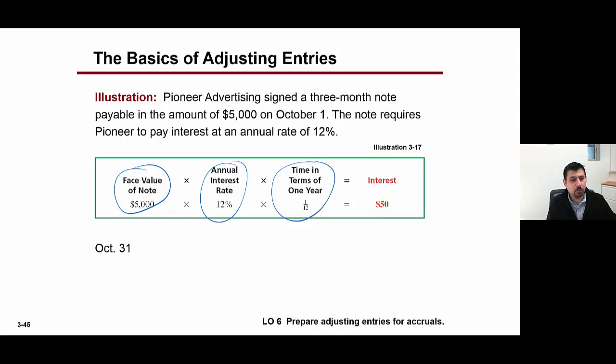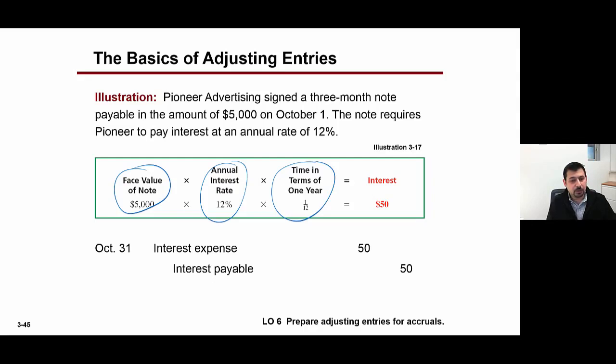So what happened here? The company, before the adjusting entry, hadn't recognized this interest that has accrued. In order to recognize the interest expense, the company debits the interest expense because it has increased. They debited $50, and they also, because they're not going to pay it now, credit the liability interest payable. Now, with the note, we'll talk about that later on in a future chapter.